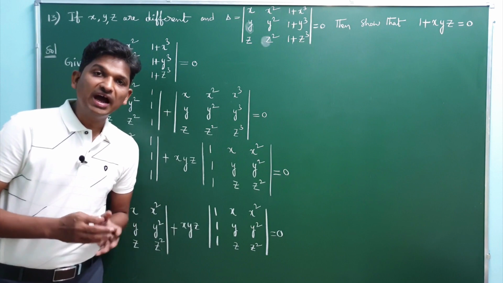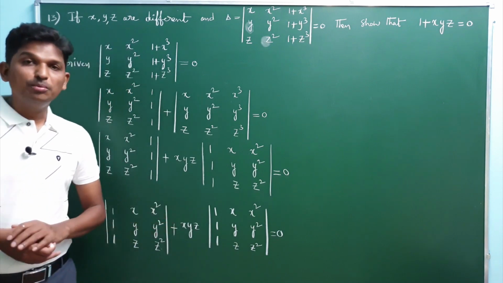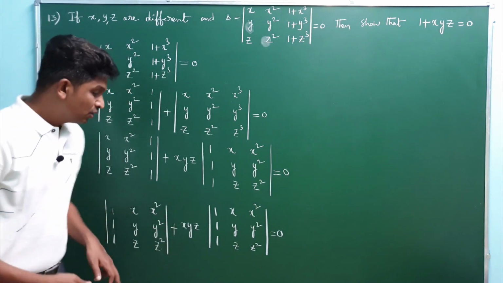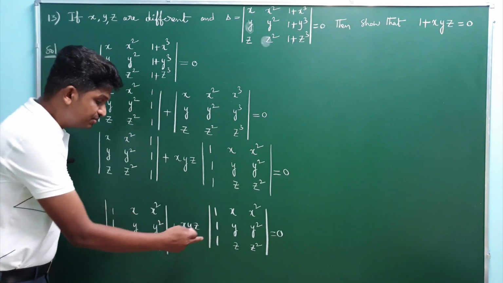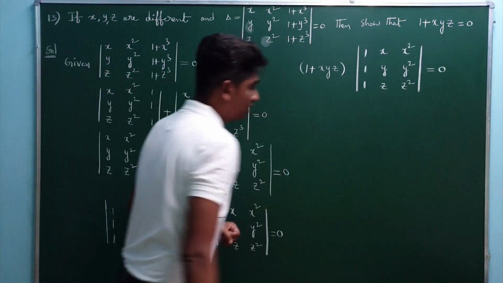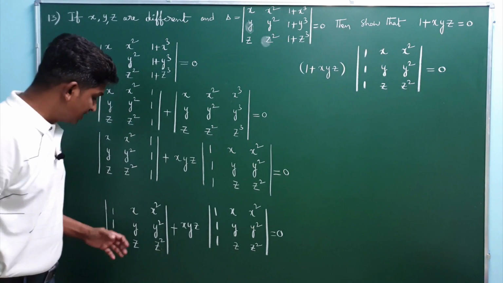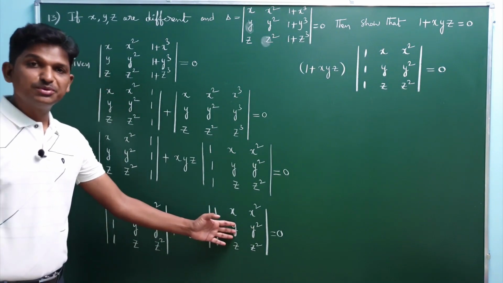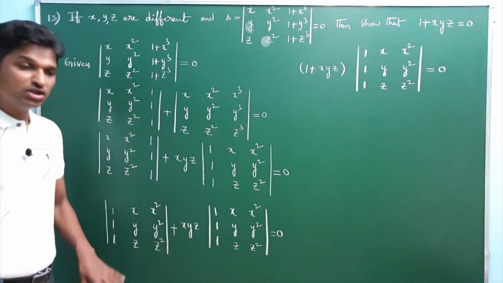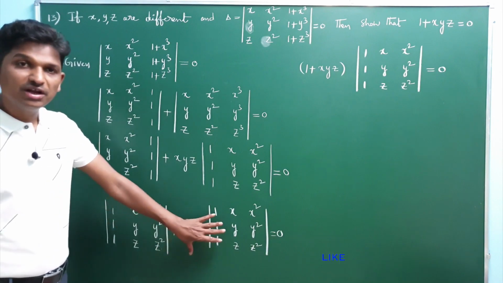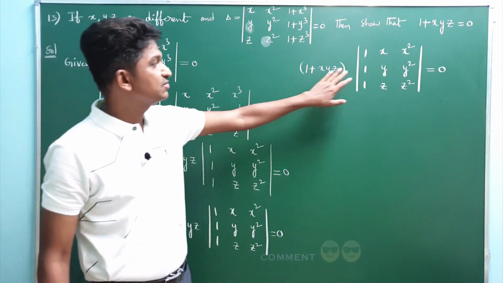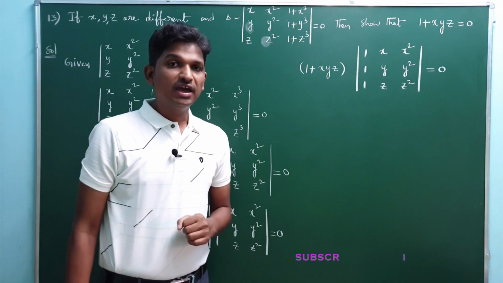What I can do here, I can take this determinant common because a determinant is a number now. What I'll do in these two terms, I'll take this determinant common. See, if you take this determinant common, here also the determinant is there, here also the determinant is there. If you take this determinant common, what you will get? 1 you will get from here, 1 xyz you will get here. See, 1 plus xyz into this determinant. Okay.